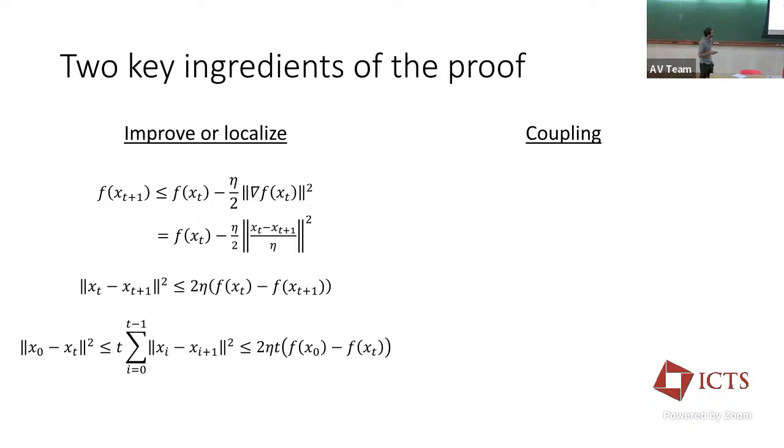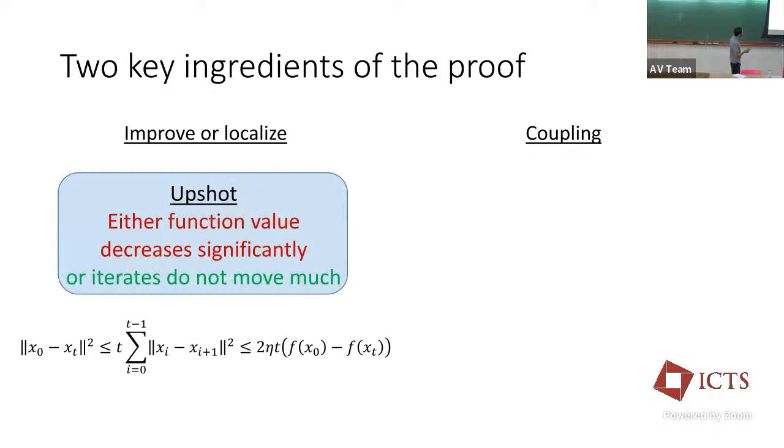Okay, so the upshot of all of this is that either the function value decreases significantly, like this term has to be large. If this is small, then it means that the iterates have not really moved much. So even the distance that the iterates have moved is small. That's why we call this improve or localize, meaning that either the function value decreases quite a bit, or we have been able to localize the dynamics of gradient descent to a very small region. And this will be useful later on. So we'll come to this.